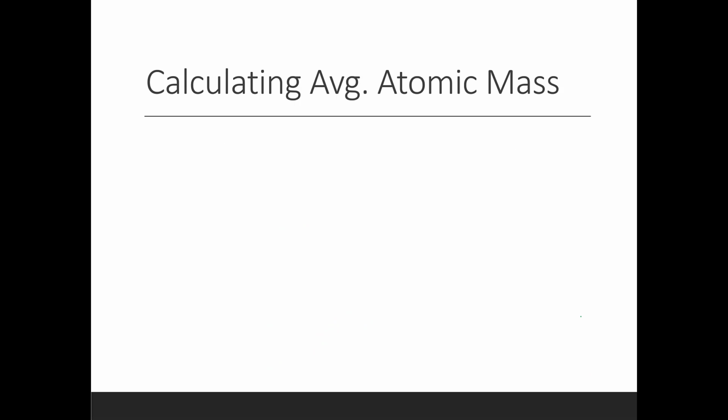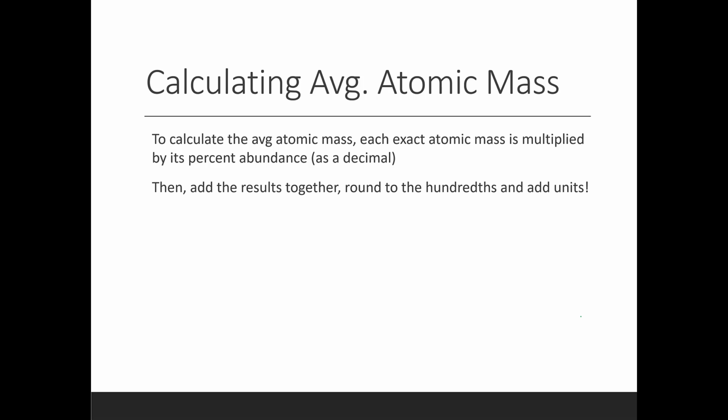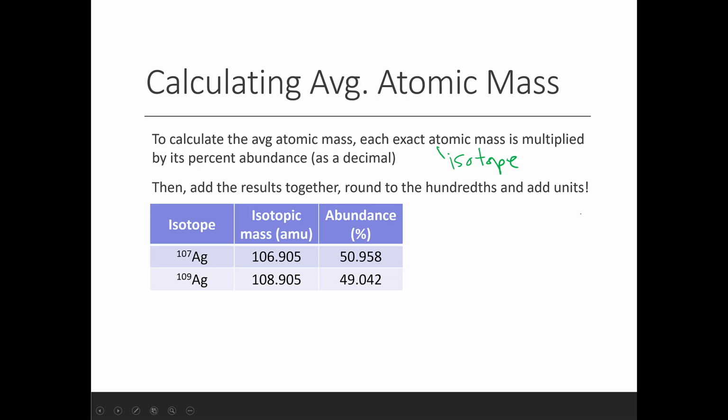But we can also do calculations with average atomic mass. We can actually calculate that mass that's listed on the periodic table. So the mass of any of the isotopes, we can multiply that by the abundance of that isotope. And then if we add the results together, we can determine the average atomic mass of that element.